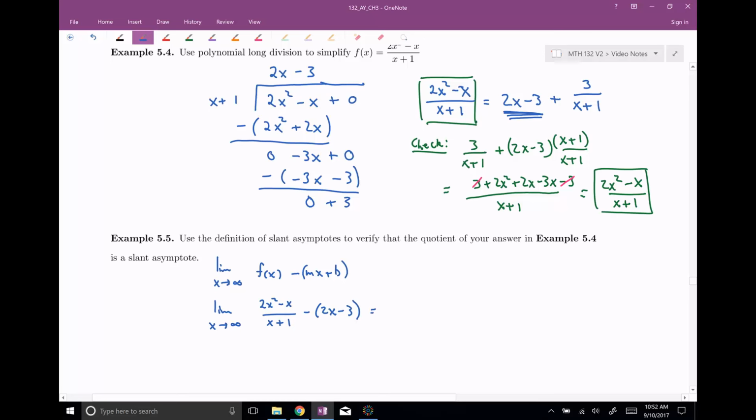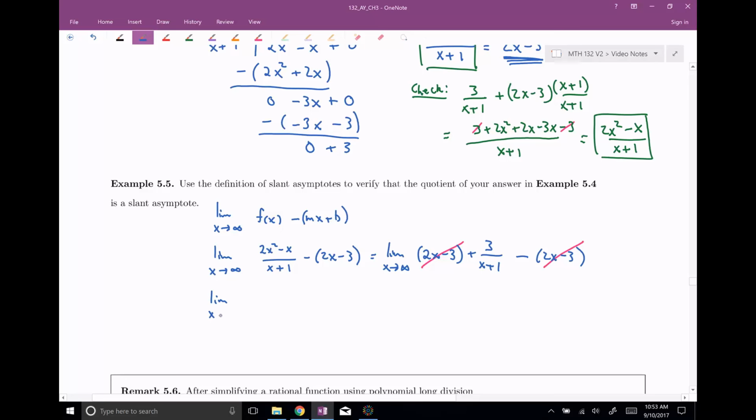So we're going to switch that out and do the limit as x goes to infinity of 2x minus 3 plus 3 over x plus 1. And that again is a different way to represent 2x squared minus x over x plus 1. And now we need to subtract away what we think is the slant asymptote, in this case 2x minus 3. And when we do that, you can see this 2x minus 3, and then you subtract away 2x minus 3. Those perfectly cancel out. And so we're left with the limit as x goes to infinity of 3 over x plus 1.